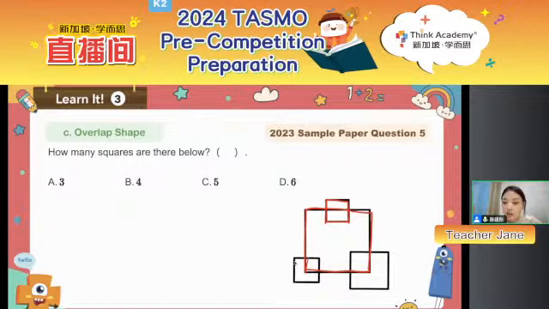Okay, so 2, 3, 4. These are the big shapes we can see, right? So we can see there are 4 squares already. And then we move on and see how about the overlapping parts. This overlapping part, I can see this is an overlapping part. So I think this part, it is a square.